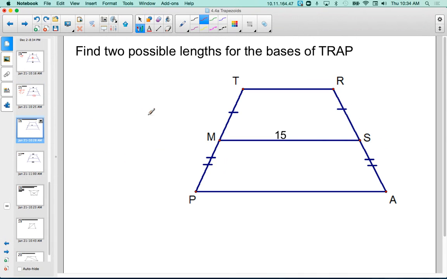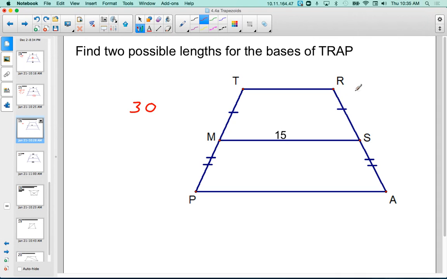Find two possible lengths for the bases of TRAP. So we're trying to find the two possible base lengths. The key to this one, I know that the average of these two lengths has to be 15. So what I can do is double 15, which is 30. I just need to make sure my two lengths add up to 30. All you need to do is add up to 30.